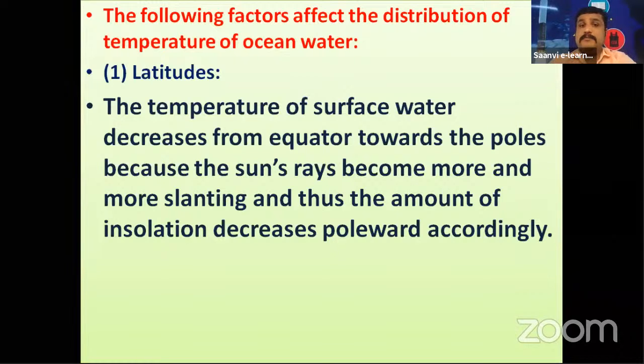And because the sun rays become more and more slanting. What is the meaning of slanting? Not direct, but a slanting position, you know. Vertically or in a slanting position. The sun rays reach different parts of the earth slantingly, and thus the amount of insolation decreases. Insolation: the sun rays received by the earth, that process we call insolation. Sun rays or solar radiation, how much it receives, that process we call insolation. So latitude is also one of the factors that affect the distribution of temperature of the ocean water.